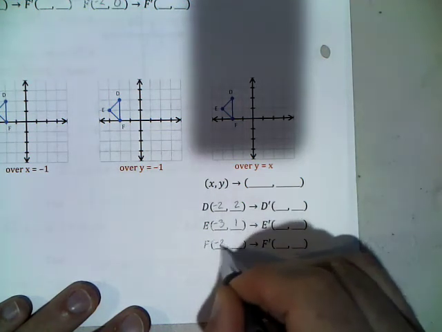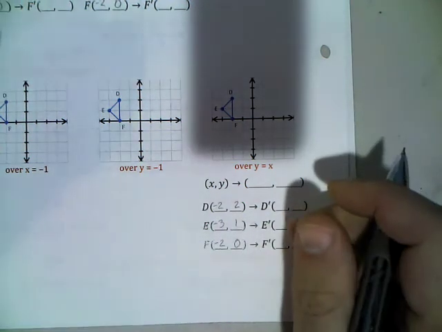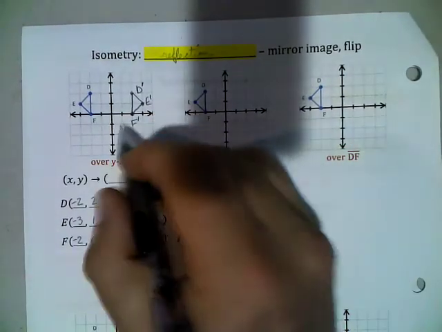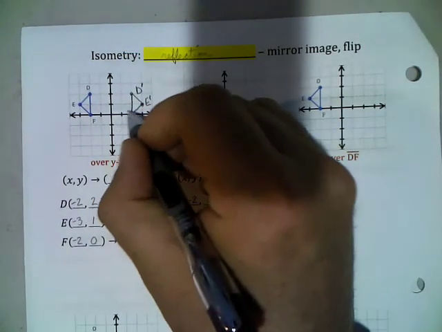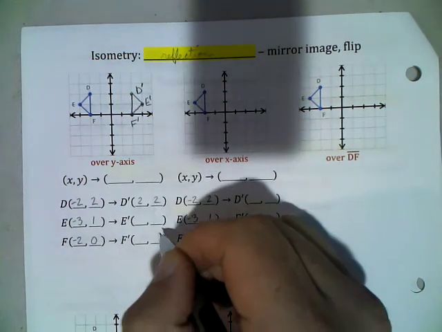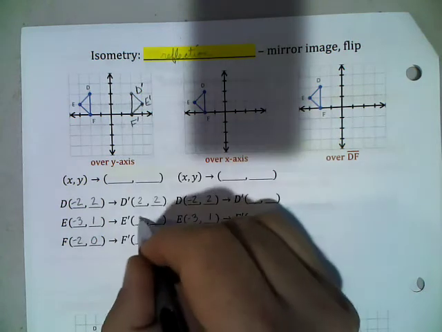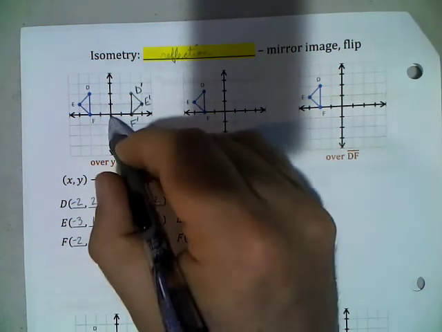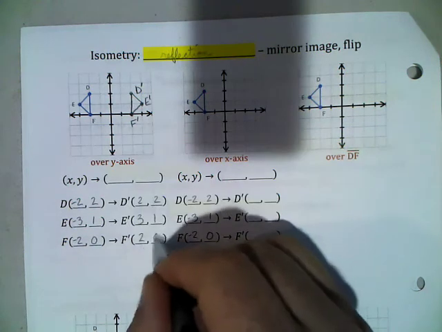All right, so back up to here. Let's find our primes now. So D prime is 2 to the right and 2 up. E prime is 3 to the right, so positive 3, and 1 up. And then F prime is 2 to the right, but no up or down.